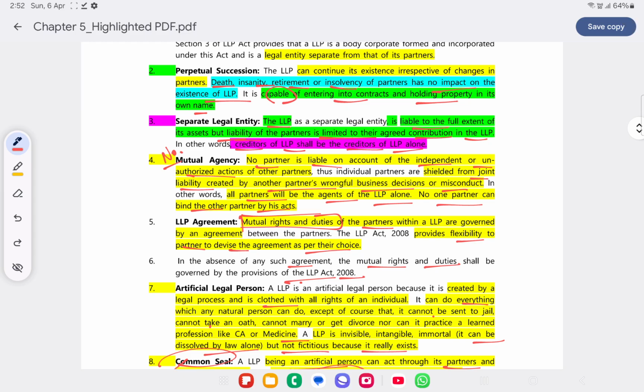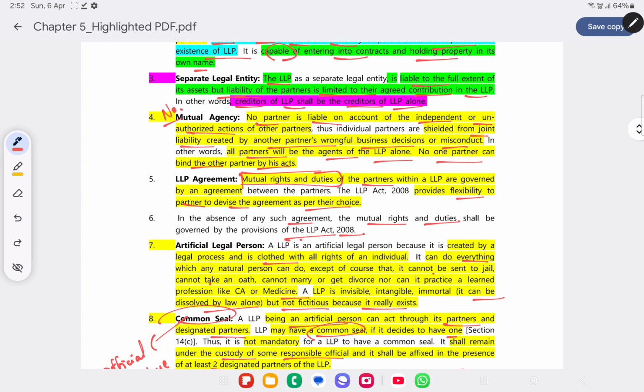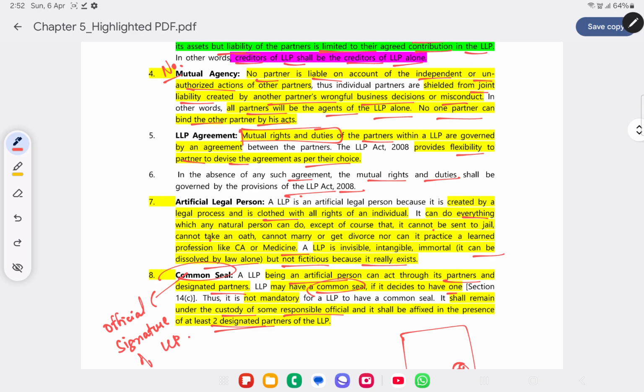Unlike a partnership firm or sole proprietor concern, where the sole owner and the proprietary concern are one and the same, and partners in the firm are one and the same, an LLP is like a company wherein it has a separate legal entity. So LLP is different and partners are different. Creditors of the LLP will be creditors of the LLP alone, meaning they can claim their liabilities from the LLP's assets only, not from the personal assets of the partners. Partners will be liable only to the extent of their agreed contribution.